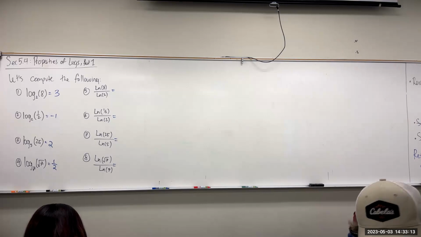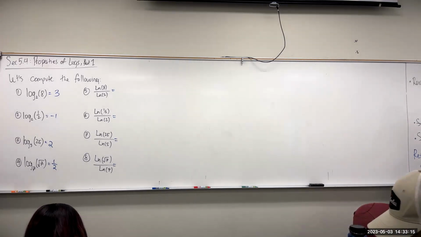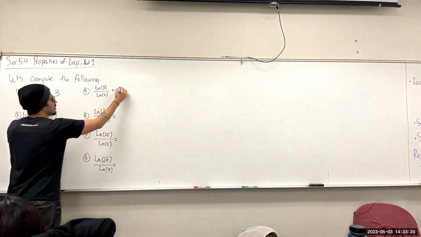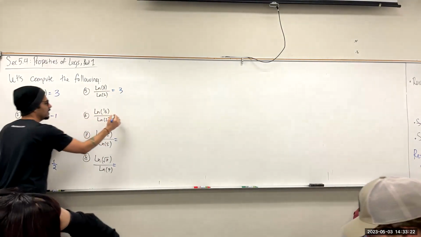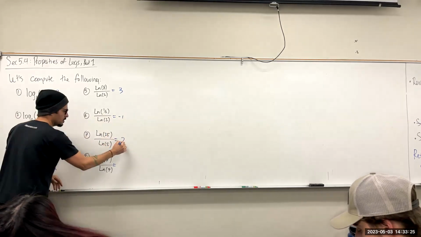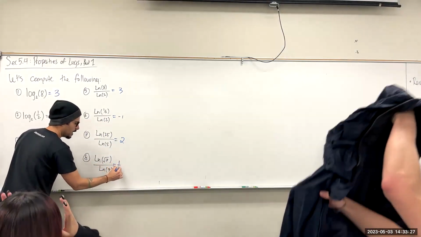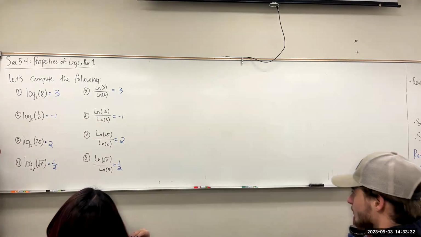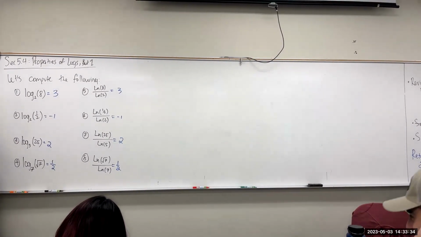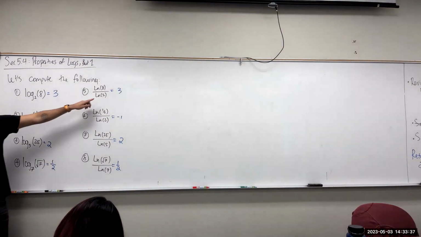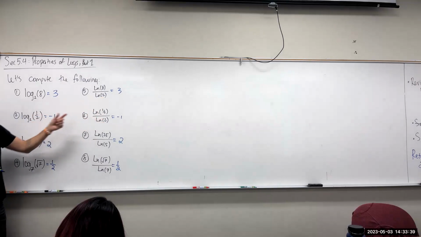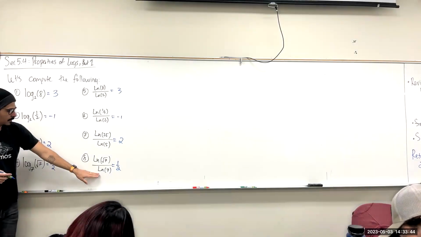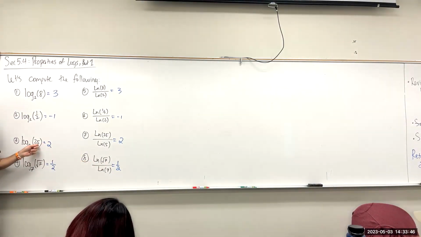Same as the left. Good. All right, so what did you guys get here? 3. What'd you get here? -1. And then 2. And then 1/2. All right, any patterns that you guys noted here? The denominators are like the bases of the logs, and the numerators are what's inside the logs here, right?